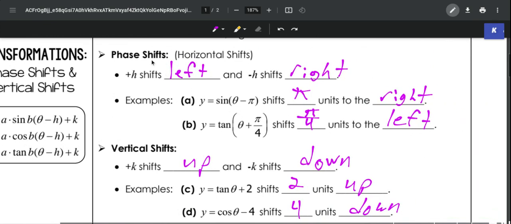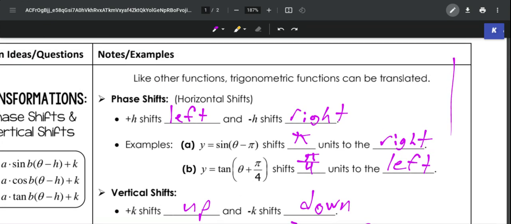So, we have phase shifts and vertical shifts. Phase shifts are like horizontal, so you may hear me say horizontal shift just because it makes more sense to me than phase shift, but I'll probably end up saying horizontal a lot. But if you see plus H, that means it's shifting to the left. So if we were looking at a coordinate plane, our point would move to the left. Now, if we have minus H in parentheses, then it's a shift to the right. So it would be moving this way to the right.